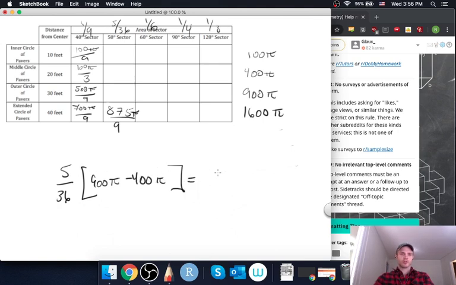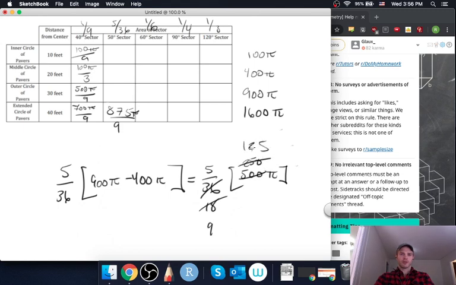So this is equal to 5 over 36 times 500 pi, and so we get 18,250 over 9. This will be 125, and that doesn't cancel, so this becomes 625 pi over 9.